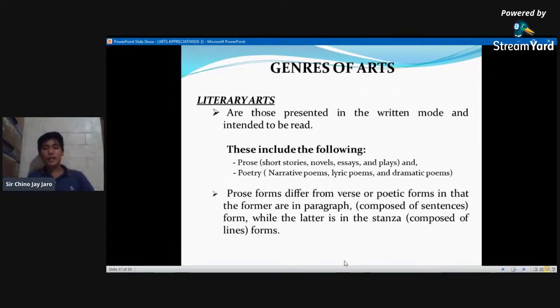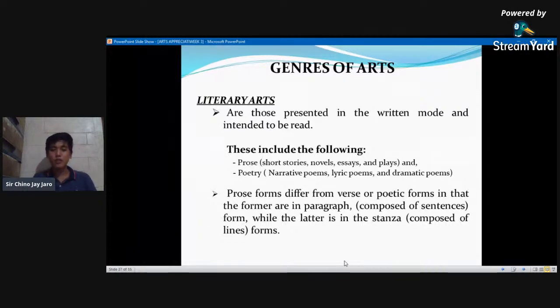So when we say literary arts, those are presented in the written mode and intended to be read, na nababasa at pwede rin siya minsang napapakinggan din. Sa panahon natin ngayon, nauuso yung mga spoken poetry. Pwedeng ipe-perform na rin nila, nagkakaroon ng combination ng performing arts at literary arts. So this includes the following: prose, short stories, novels, essays, and plays. And we have poetry: narrative poems, lyric poems, and dramatic poems.